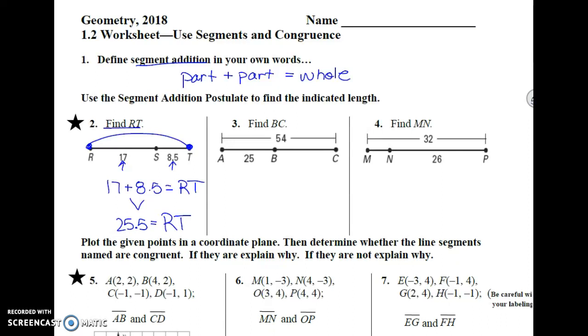You try questions 3 and 4 on your own, and notice that you're finding BC for question 3. You don't know how much that is, but if you add the 25 and the x together, you're going to get the 54. On question 4, you're going to find MN, and if you add the MN and the 26 together, you're going to get the 32. Let's move on to the next question, number 5.